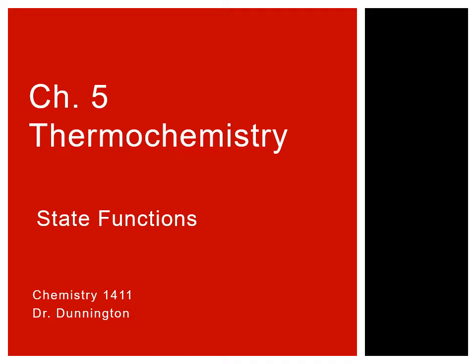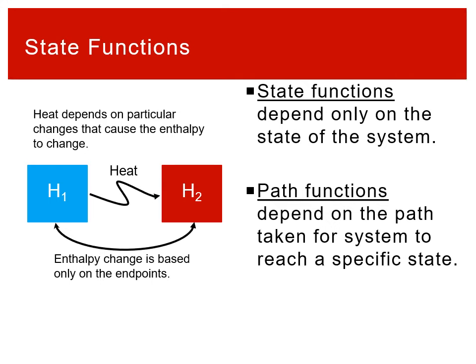Continuing on with chapter 5, we want to get into talking about what are called state functions. When we are looking at measuring the properties of systems, each of those properties can be called a function, right? There's some sort of process that corresponds to determining the value of that property. And all of these different functions can be classified as either state functions or path functions. State functions are ones that depend only on the state of the system, and path functions depend on the path taken for the system to reach a specific state.